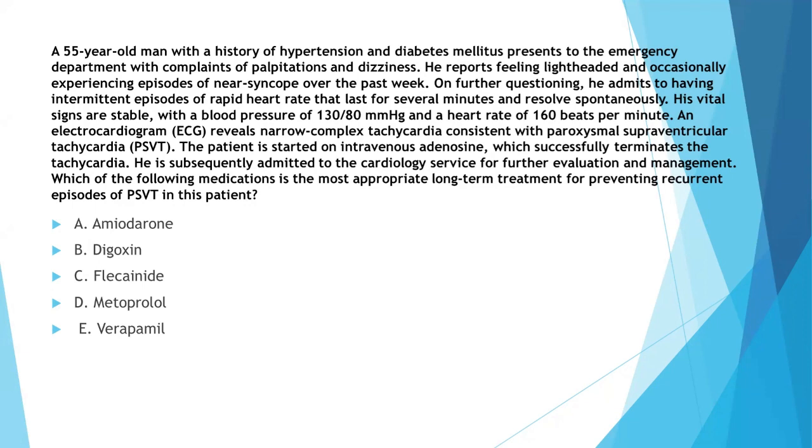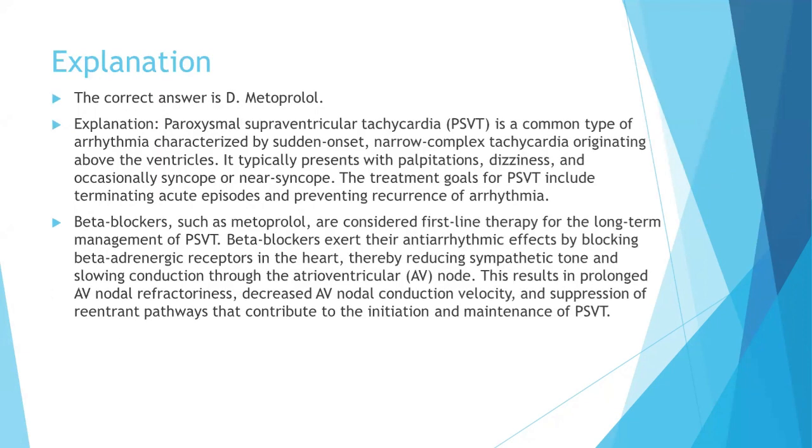You can pause the video and go through the vignette, but the answer is metoprolol. So paroxysmal supraventricular tachycardia is a common type of arrhythmia characterized by sudden onset, narrow complex tachycardia originating above the ventricles. It typically presents with palpitations, dizziness, and occasionally syncope or near syncope. The treatment goals for PSVT include terminating acute episodes and preventing recurrence of arrhythmia.